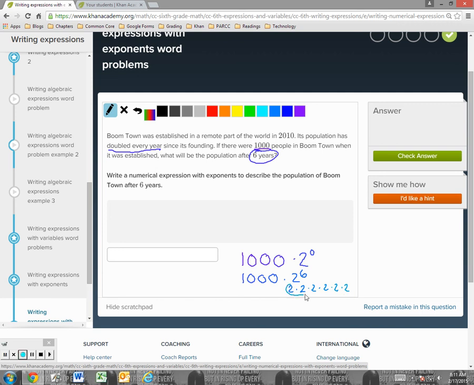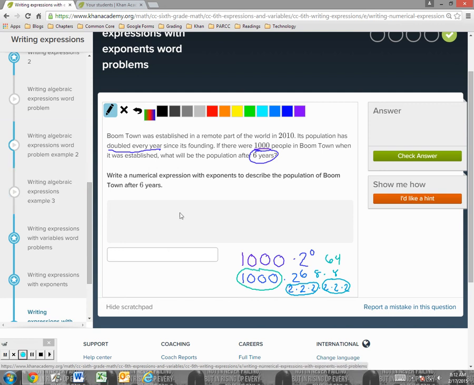Let's see here. 2 times 2 times 2 is what? 8. And then I have 2 times 2 times 2 is what again? 8. Now I have 8 times 8, which is, what's 8 times 8? 64. But then I have to times that by the what? By the 1,000? So it would be 64 times 1,000. So what would be 64 times 1,000? 64,000.